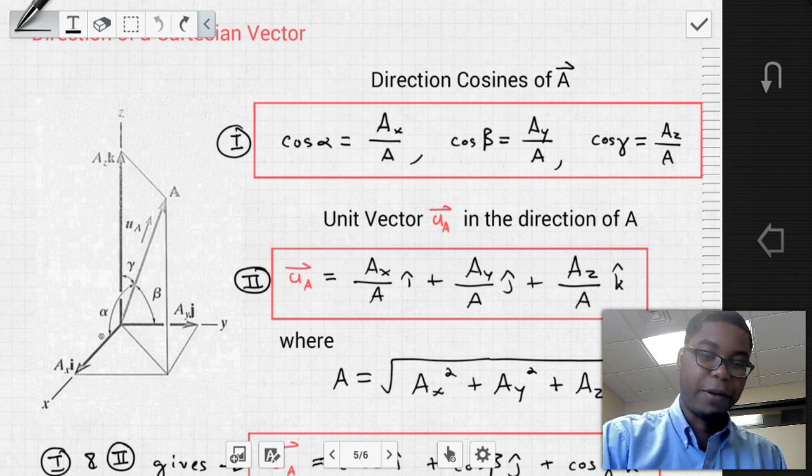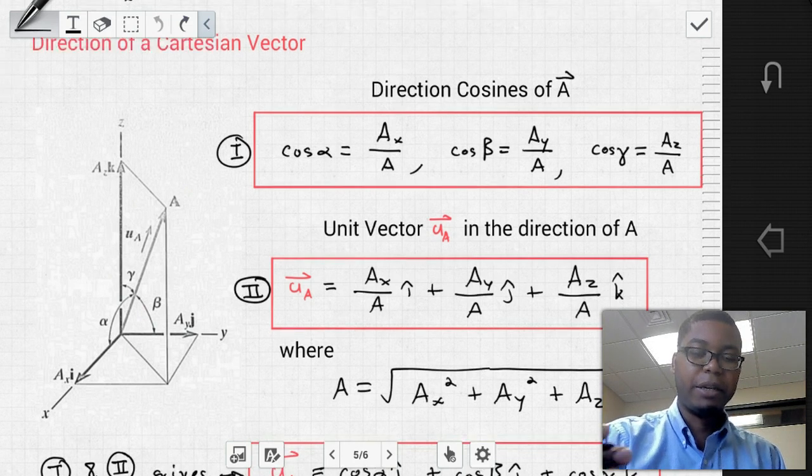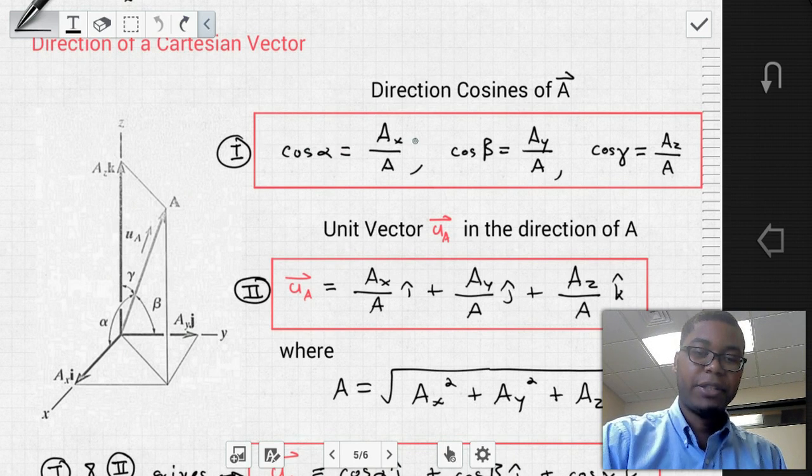And we can find the value of these by using a certain cosine relationship, where cosine alpha is equal to Ax over A. So the magnitude of the x component of A divided by the total magnitude of A. Cosine beta is equal to Ay over A, and cosine gamma is equal to Az over A, where the right-hand side of these can be called the ratio of magnitudes. That's what we can describe that as, a ratio of magnitudes.